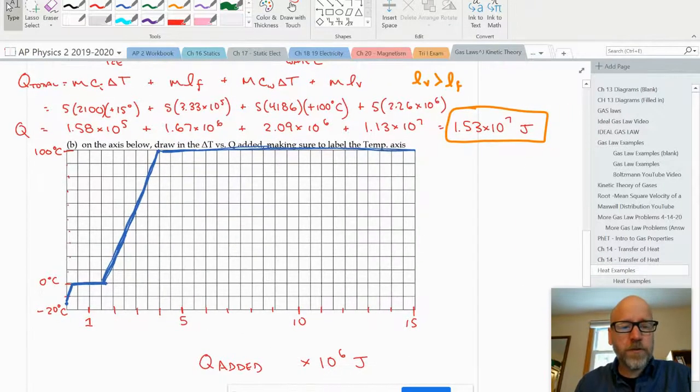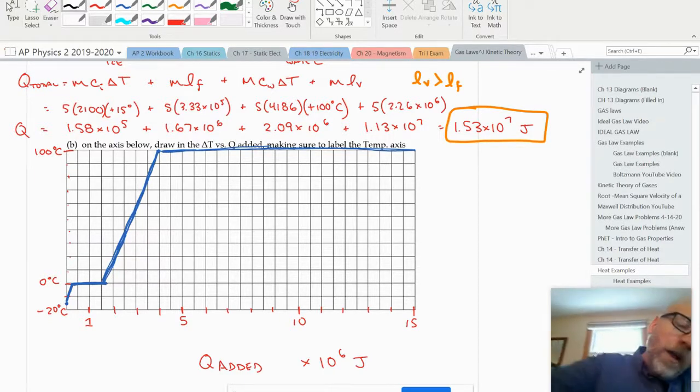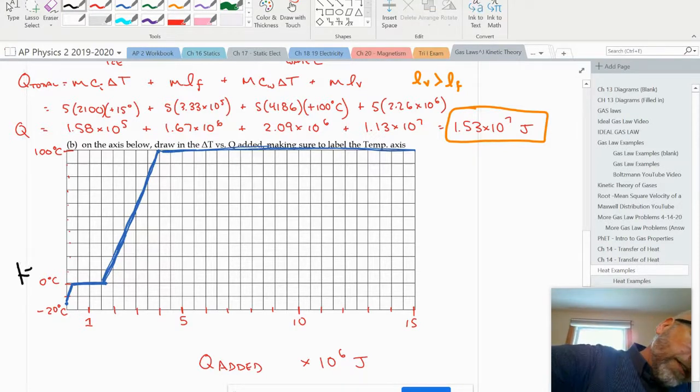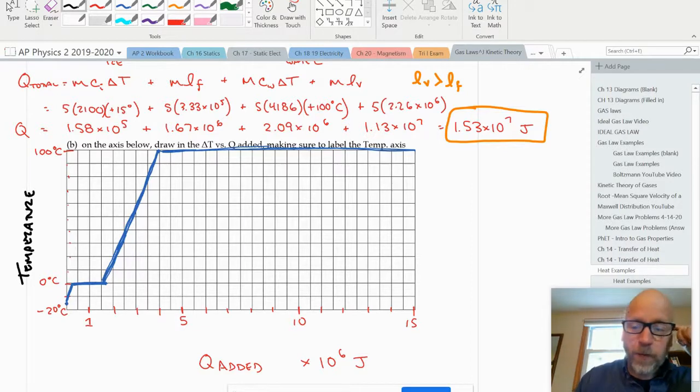It says on the axis below, draw in the change in temperature. You know what? I really should have said draw in the temperature, not the change in temperature. Draw in the temperature versus the heat added, making sure to label the axis. Now, I know that it's got to go from negative 15 up to 100. So I counted out my blocks. I started at negative 20, and then I made each block 10.